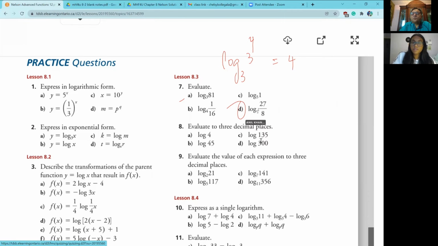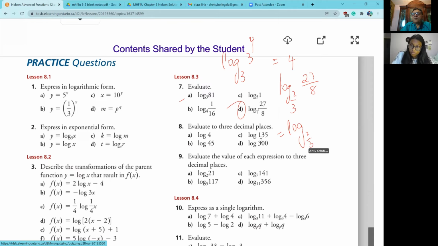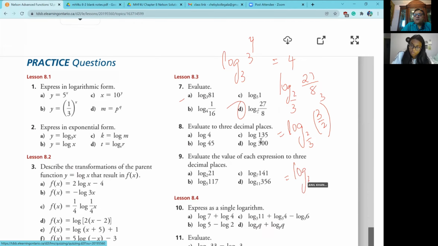Let's do D now. Log to the base 2 by 3. The term here is 27 by 8. So can you write 27 by 8 in terms of 2 by 3? It is 3 by 2 cubed, right? 3 cubed is 27, 2 cubed is 8. So it is the same as log to the base 2 by 3 of (2 by 3) to the power of minus 3. And so this is equal to minus 3.